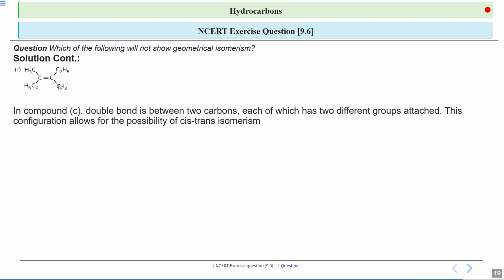Now, if you look at this one, in compound C the double bond is between two carbons. Each of these has two different groups attached to it. The left carbon has C2H5 and CH3. The right carbon also has two different groups, C2H5 and CH3. Now, this configuration allows for the possibility of cis-trans isomerism. Therefore, option C is also incorrect.